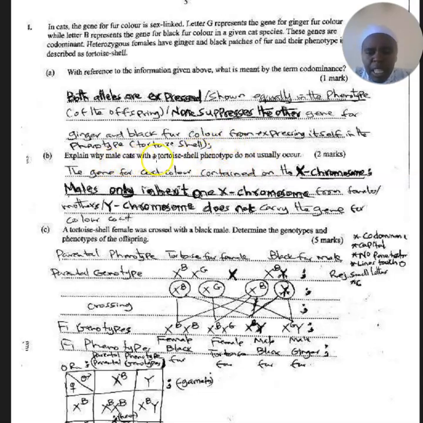Explain why male cats with tortoise shell phenotype do not usually occur. So this gene is contained on the X chromosome. We have already said it is sex-linked. So it will be only transmitted by the female, and males only inherit one X chromosome from their mothers. So it will be difficult for them to have that tortoise shell.